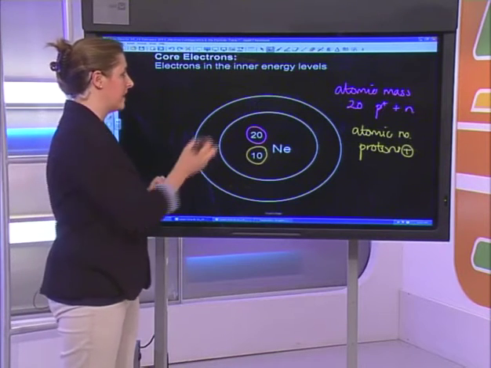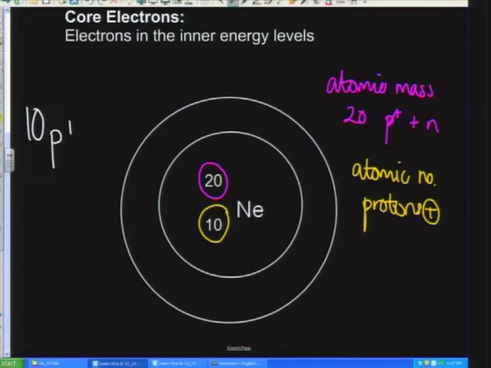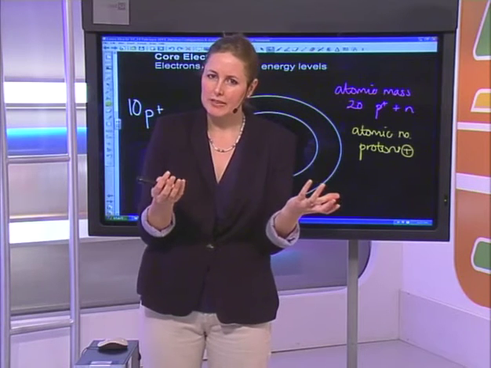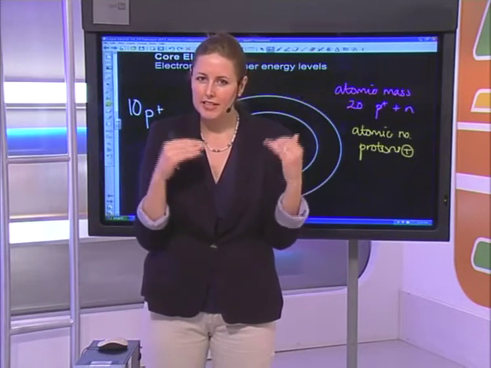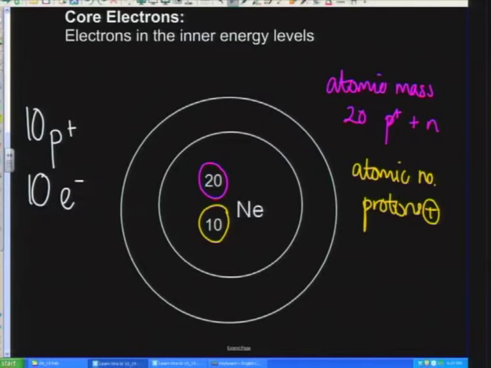As we have a look at that, if it's got 10 protons, for this atom to be neutral, how many electrons must it have? Well, for it to be perfectly neutral, it should have 10 electrons as well, so that overall the charge is 0. There is no charge.